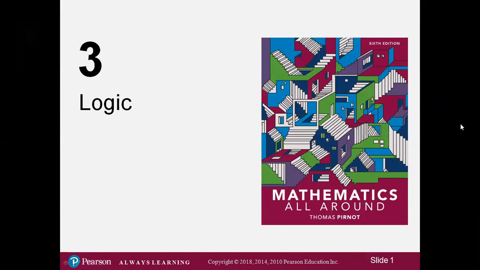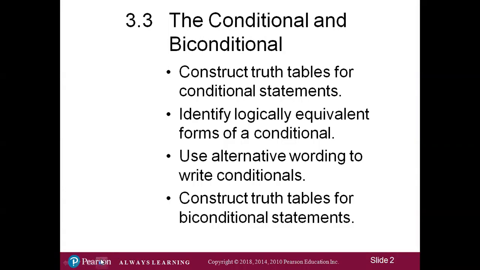All right, let's take a look at chapter 3, section 3.3. We're still looking at building the truth tables for the 5 connectives. This time we'll be looking at the connectives of the conditional and the biconditional.